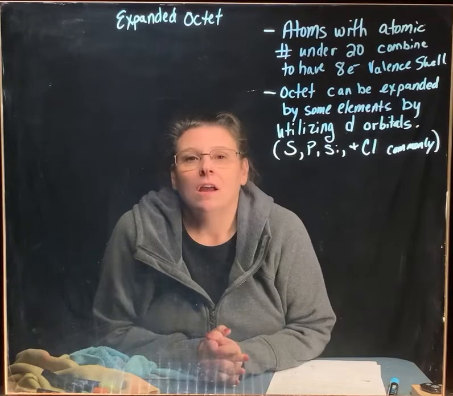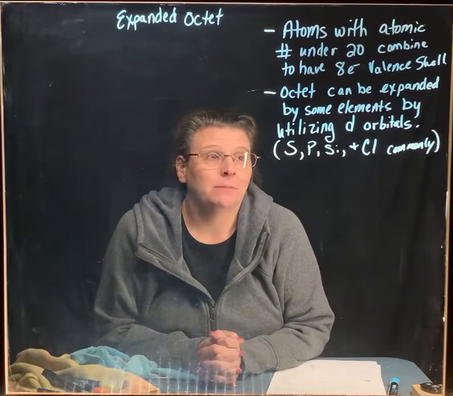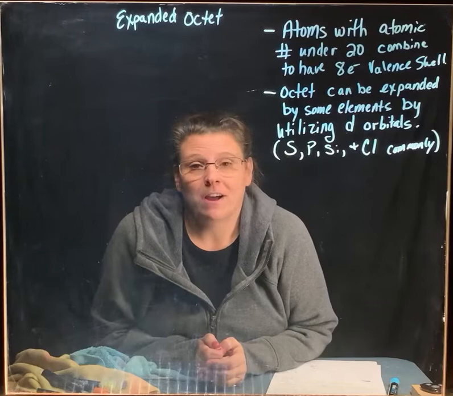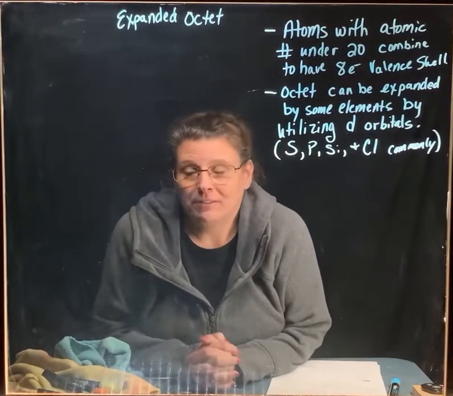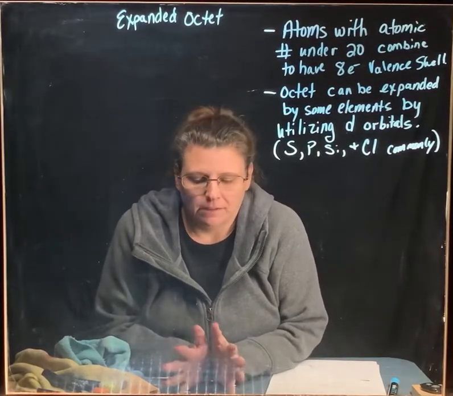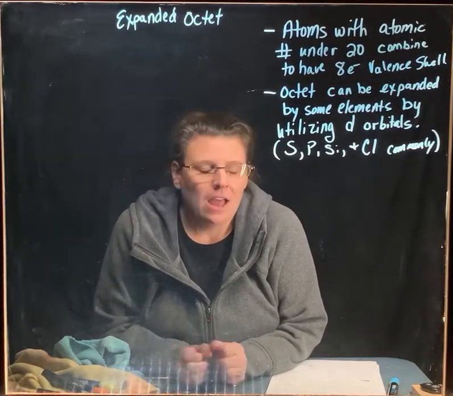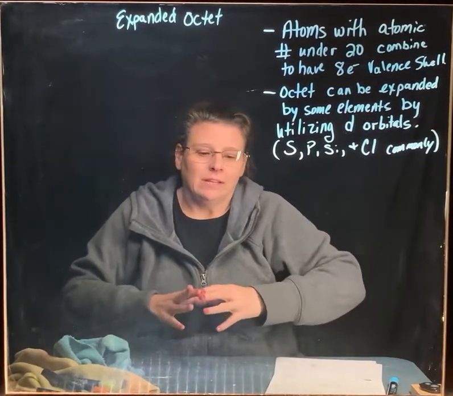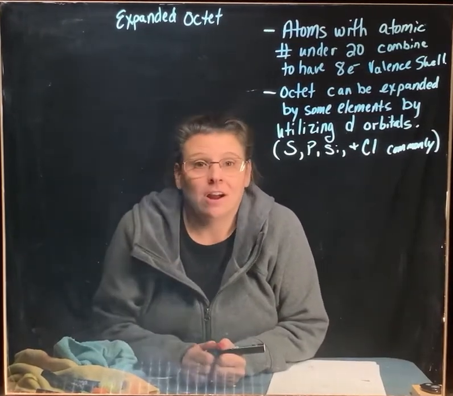Okay. Now, in some cases, the octet can be expanded by some elements by utilizing the d orbitals, and some of the commonly ones that do this are sulfur, phosphorus, silicon, and chlorine. All right. So like I said, I told you a little bit of a lie and told you all atoms had to have 8 valence electrons. Well, the octet still governs what happens to electrons. However, sometimes we can utilize these d orbitals in a way that kind of gives them more options, and we can kind of basically expand our octet.